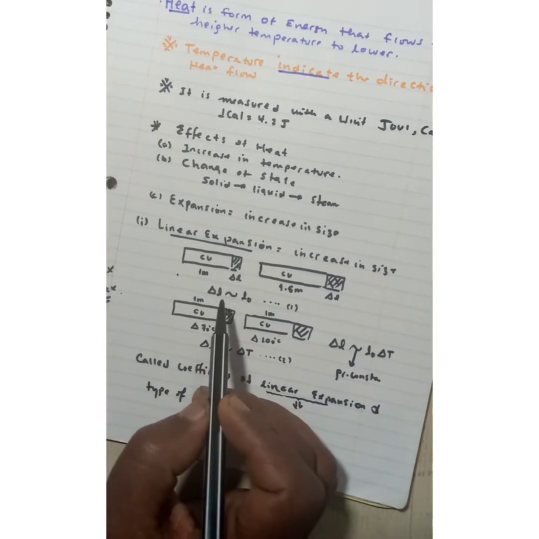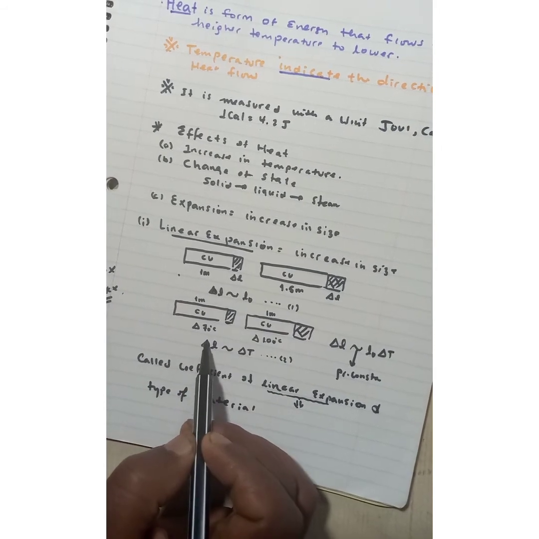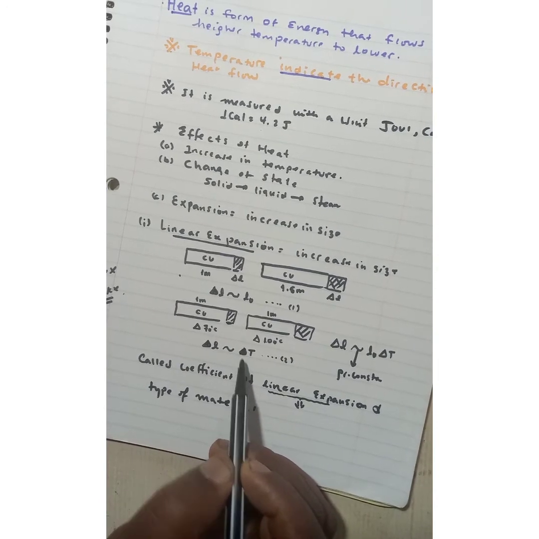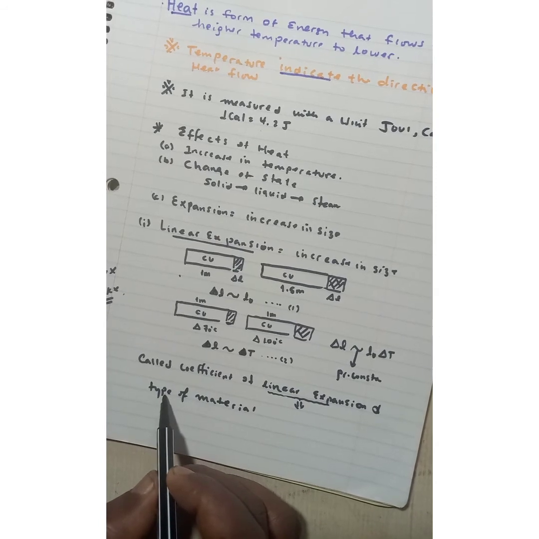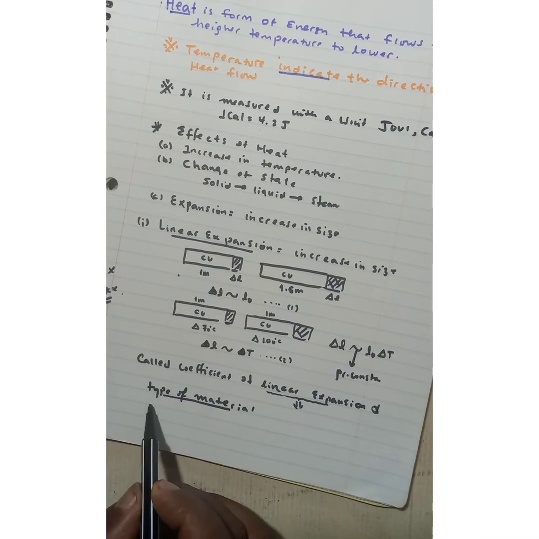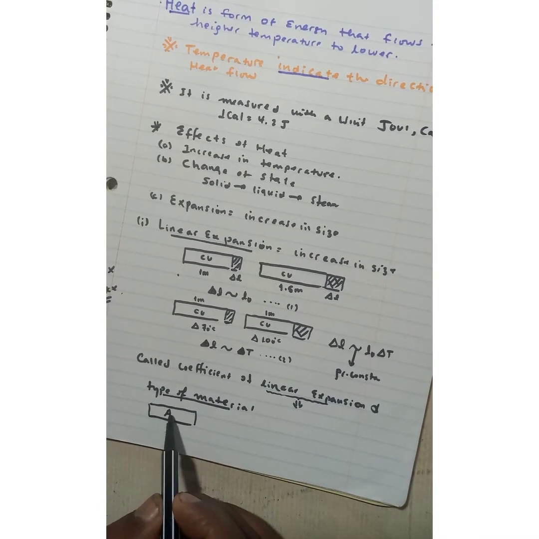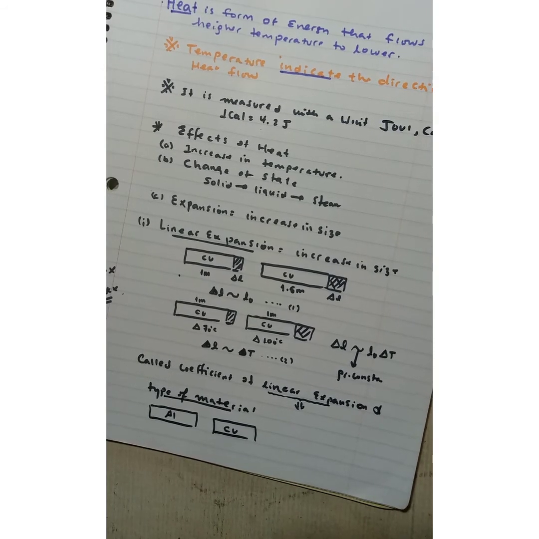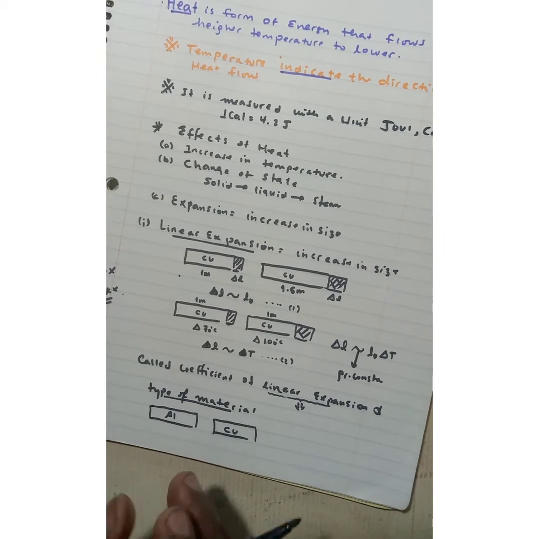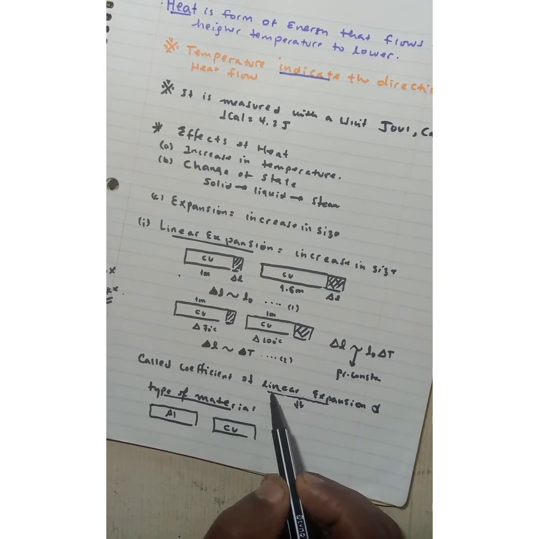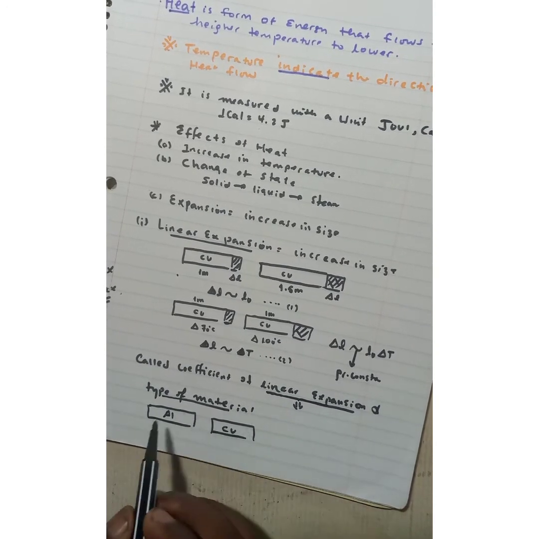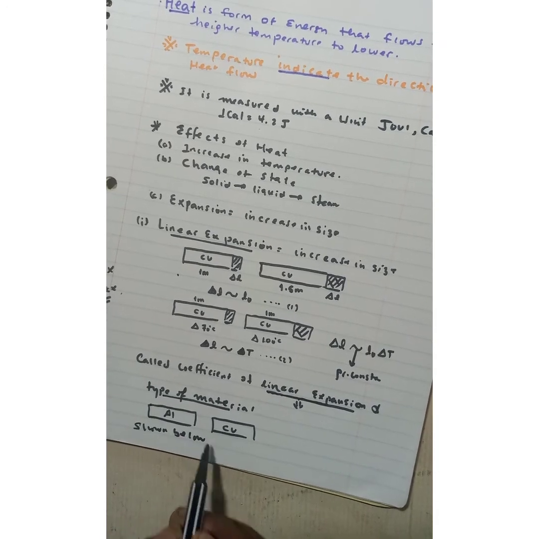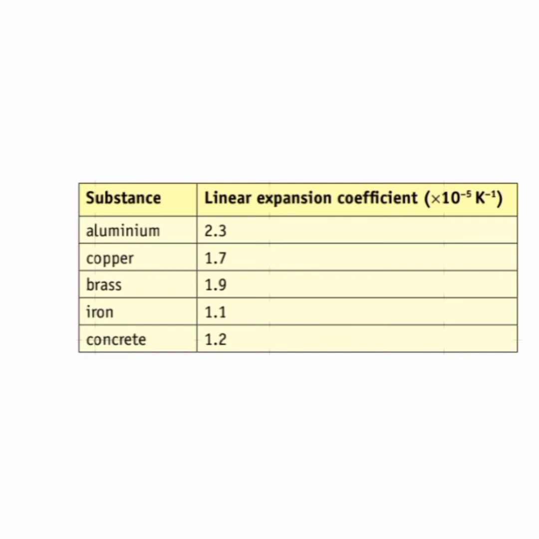Hence, change in length depends on original length. Change in length is proportional to change in temperature. Also, change in length depends on type of materials, which means if we take two materials, the first one made of aluminum and the second one made of copper, they will not increase in length with the same rate, which means different materials have different coefficient of linear expansion, which is shown below. From the above table, we observe that different materials have different coefficient of linear expansion.